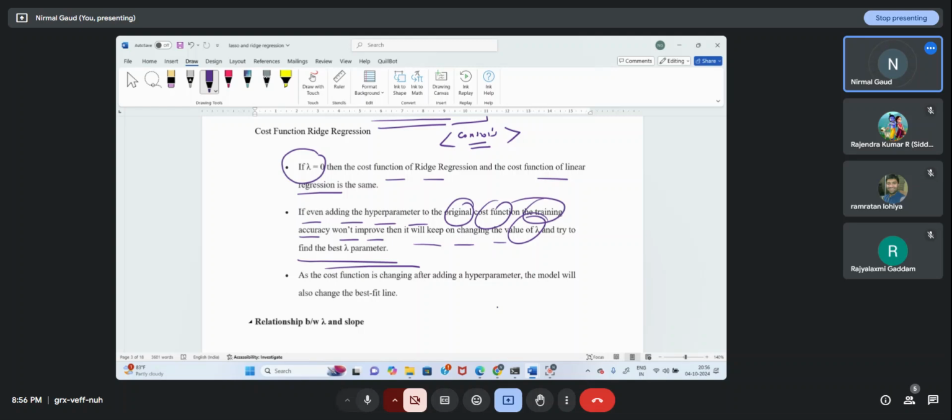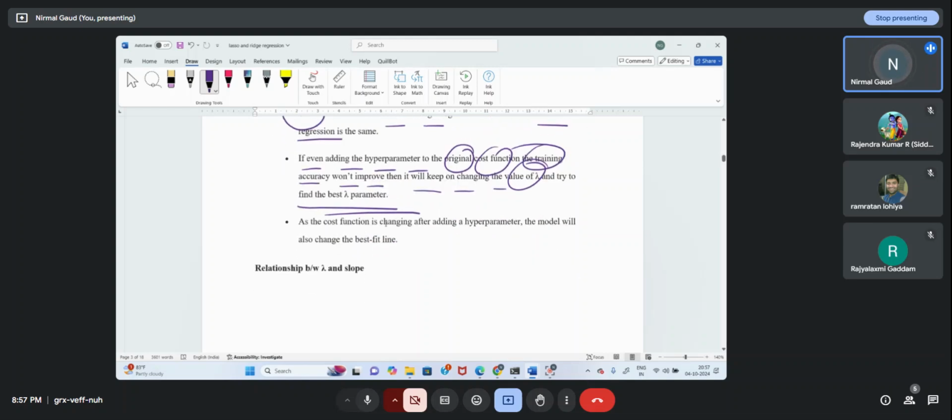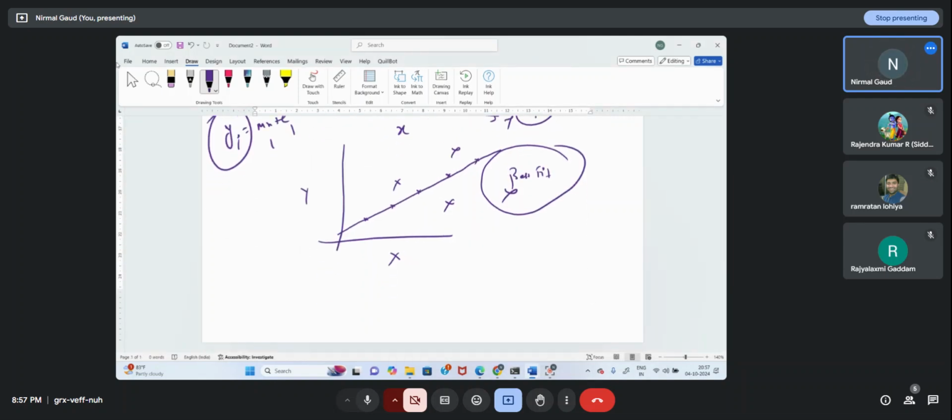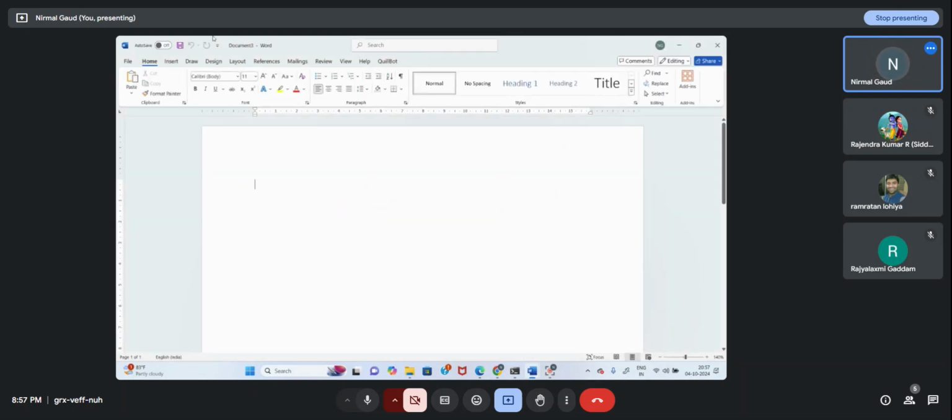So adjust the value of the hyperparameter. The cost function is changing after adding the hyperparameter, so the model will also change the best fit line. Accordingly, the line will also change. If you change the value of lambda, the line will start changing. So how can I write this entire equation? It can be written like this.